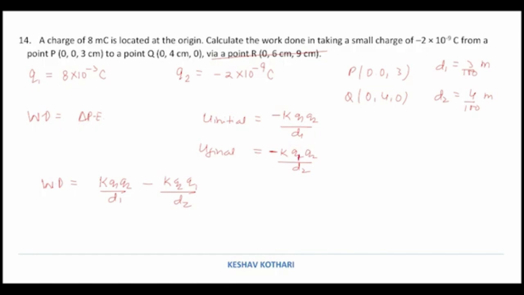If we substitute the values over here, we get 1.27 joule. We just have to put in the values of Q1, Q2, d1 and d2. So we get a value equivalent to 1.27 joule for this particular question.